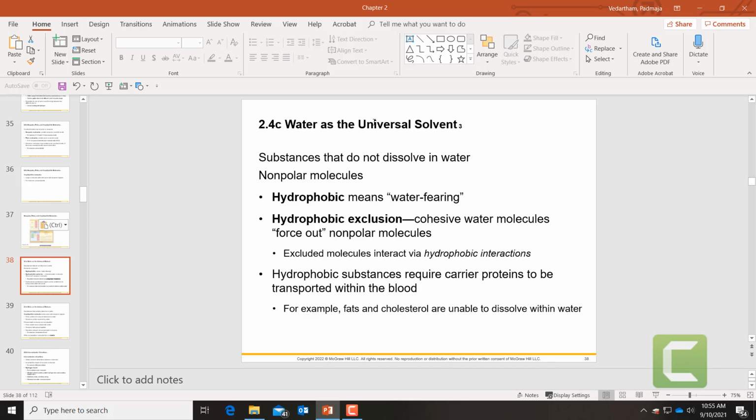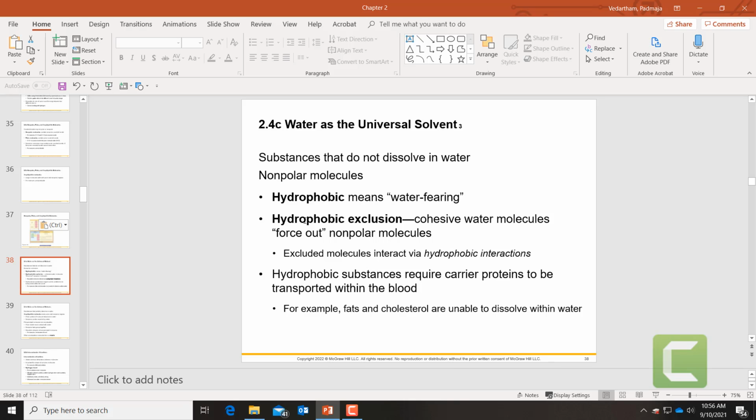When I talk about water, we will talk about water being a universal solvent. I don't like to use the word universal because there are some things which do not dissolve in water, like nonpolar molecules. These are called hydrophobic, meaning water fearing. For example, if you add a drop of oil in water, it's not going to mix. It's hydrophobic. But how do we carry fat in water, like inside our body, in the blood? Blood is mainly made up of water. We have cohesive water molecules that force out the nonpolar molecules.